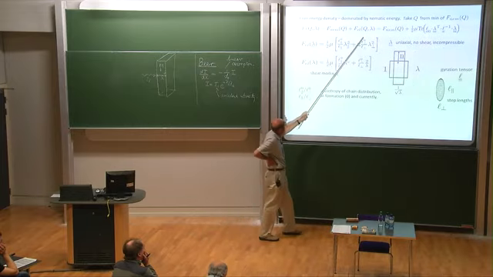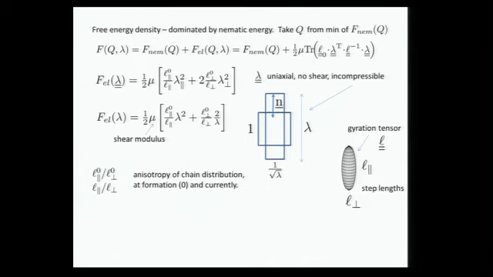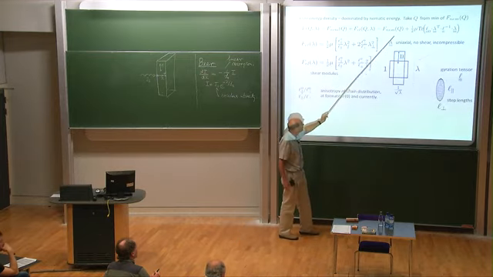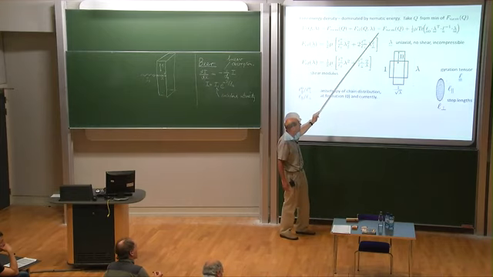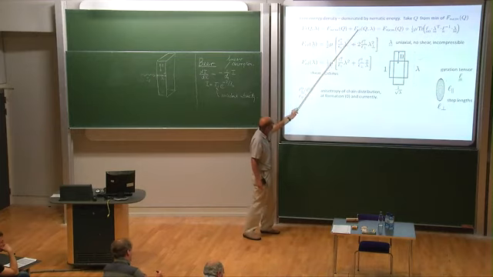Now, the second remark is that the nematic energy is much higher than the rubber elastic energy, because the nematic energy is of the order of kBT per rod, and the elastic energy is of the order of kBT per strand. And there may be 50 rods for every strand. So we will take this to be much smaller. And so what we will do is take the Q to be the Q that minimizes the nematic free energy, and it just sits in here determining the elastic free energy.